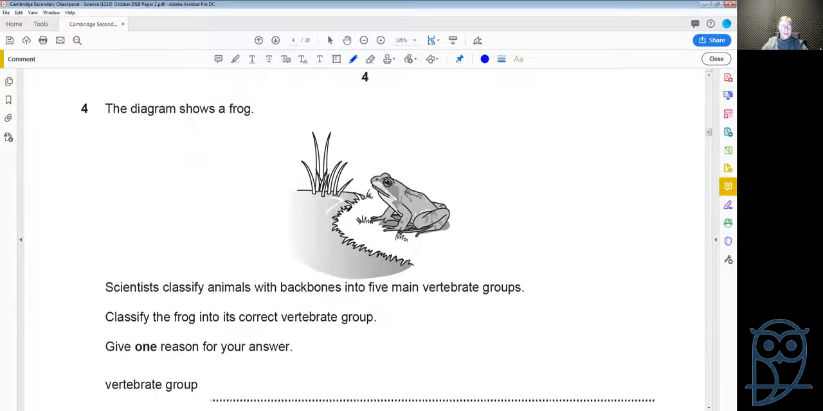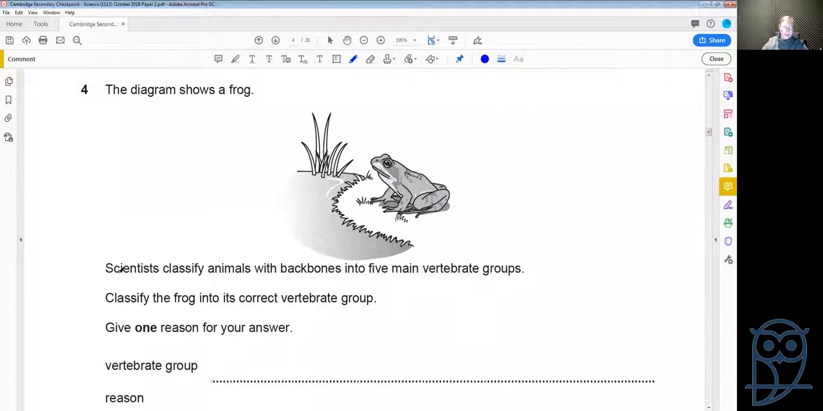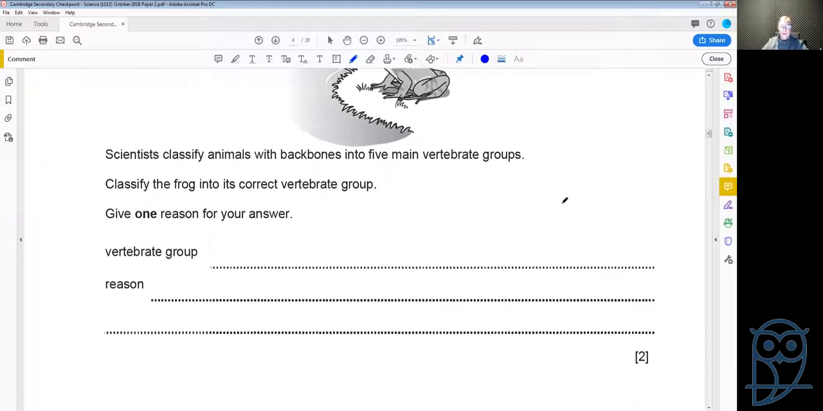Okay, so this diagram shows a frog. Scientists classify animals with backbones into 5 main vertebrate groups. Classify the frog into its correct vertebrate group. Okay, so give one reason for your answer. So our vertebrate group here is amphibians. That's what frogs are. And amphibians are classified with the reason that their young grow up in water, but when they're older and mature, they can go on land. So we just need to write that in neat words.